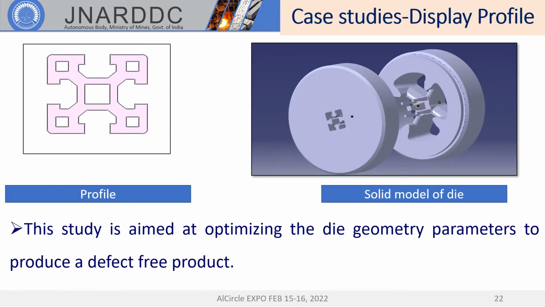This is a typical case study used on the display profile. The profile is used for general architectural purposes. The die is two parts, die mandrel and die cap. Die mandrel has 5 mandrels and the die cap is designed with 4 ports. This study is aimed at optimizing the die geometry parameters to produce a defect-free product.